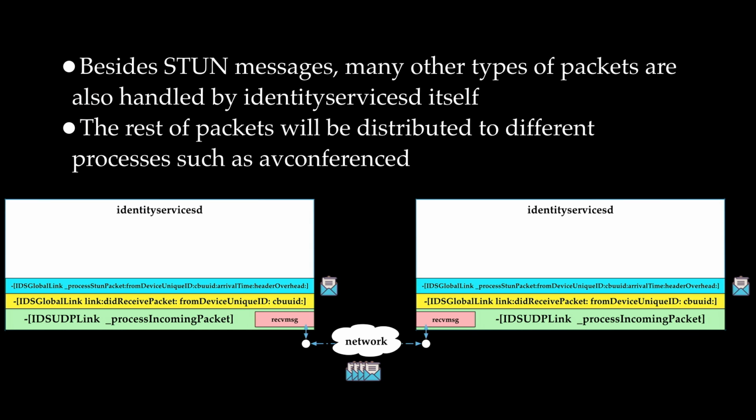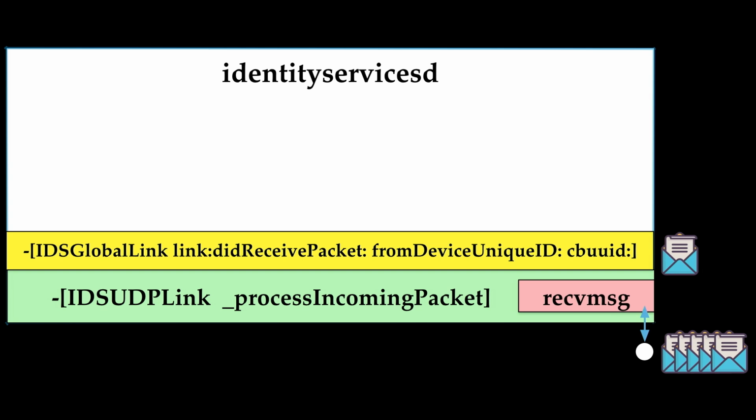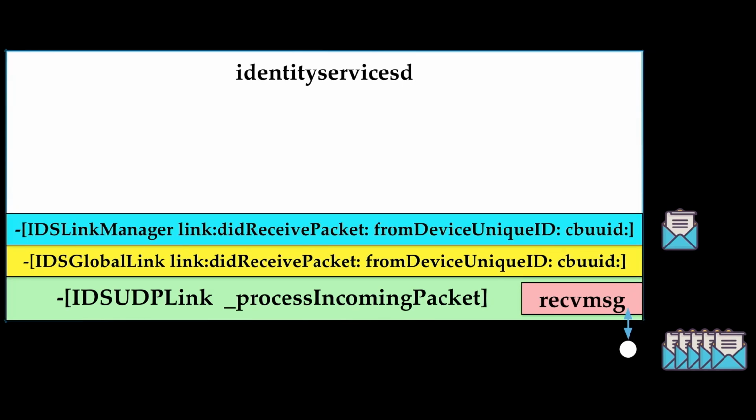Besides system messages, many other types of packets are also handled by IDS Service D itself. The rest of the packets will be distributed to different processes, such as AV Conference D, for packets like RTP packets or RTCP packets. The RTP packet handler is in another process, but at first it looks the same. IDS UDP link process incoming packet will call receive message to get data from the UDP socket, and then the packet will pass to IDS global link, and the IDS global link will find this packet will not be handled by IDS Service D, so it will pass the data to its delegate class called IDS link manager.